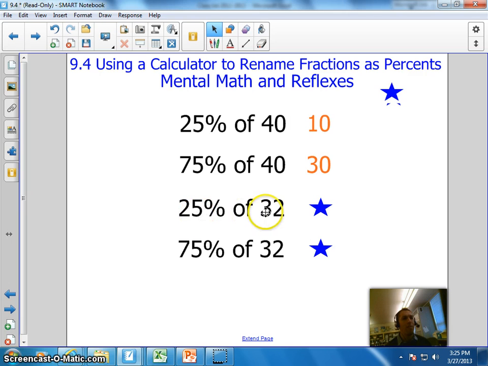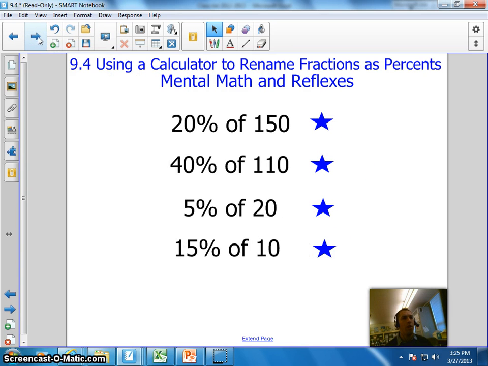Same is true for here. What is 1/4 of 32? What times 4 is 32? Well, 8 times 4 is 32. So 1 group of 8. And if I had 3 groups of 8, like I do at 75, which is the same as 3/4, like we had here, 3 times 8 is 24. Moving on, I'd like you to try these on your own.